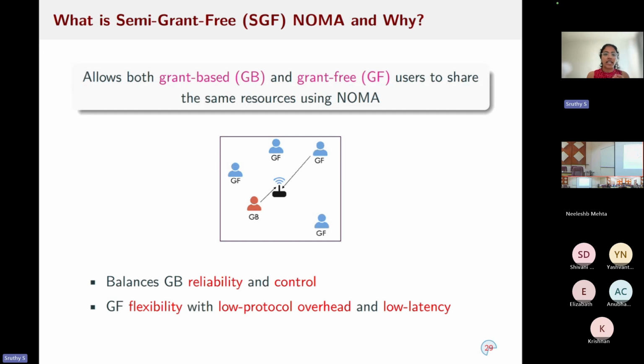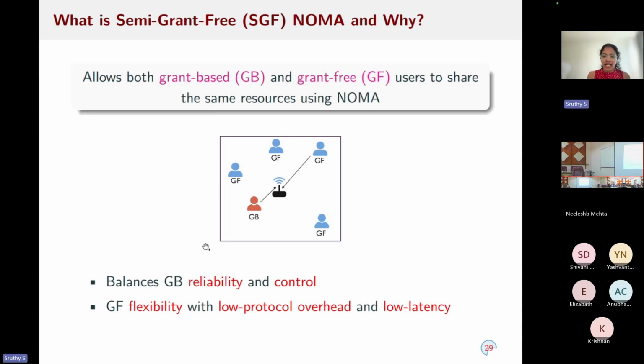So in semi-grant-free NOMA, it allows both grant-based and grant-free users to share the same resources using power domain NOMA. Here, as we see in this figure, this is uplink communication. There is a grant-based user which has already been scheduled by the base station. And let's say there are 4 grant-free users, and we have to admit one among them to transmit along with the grant-based user.